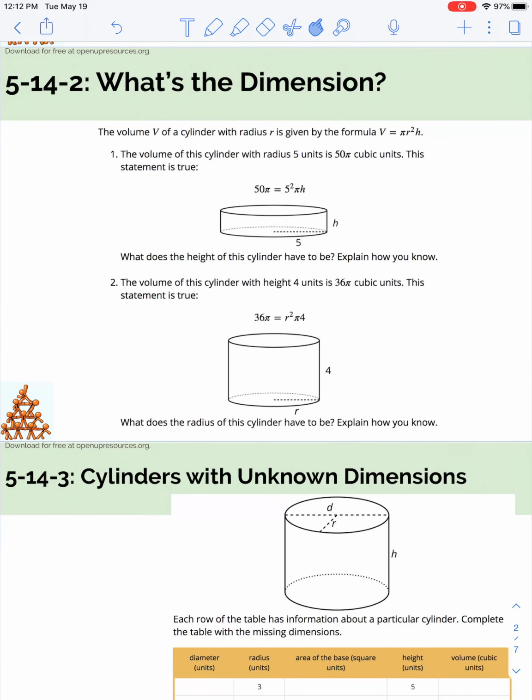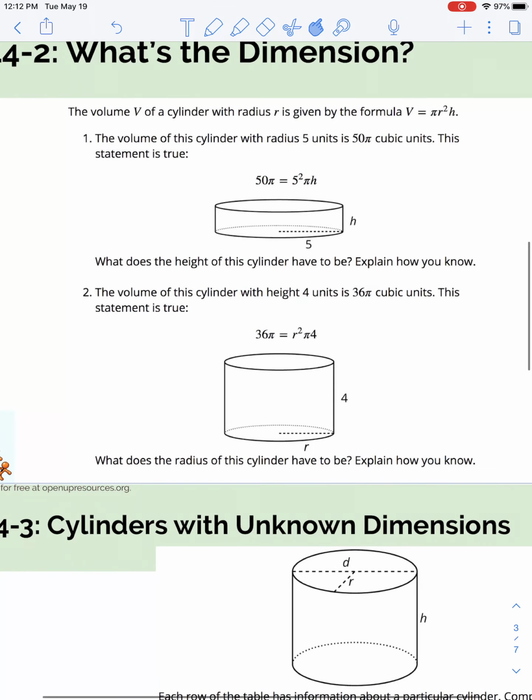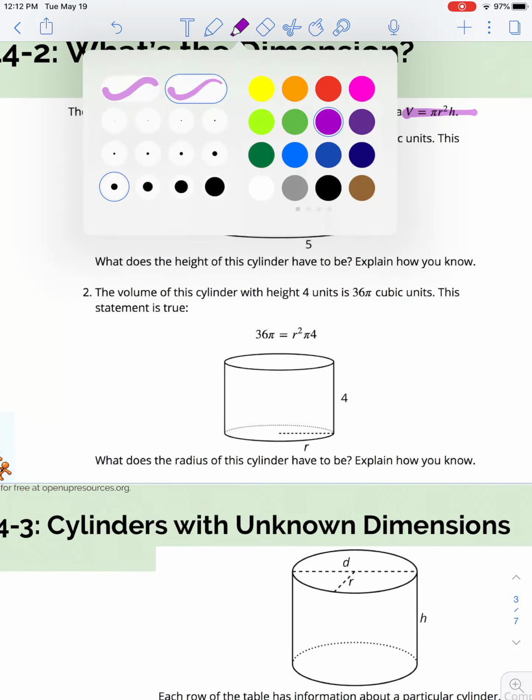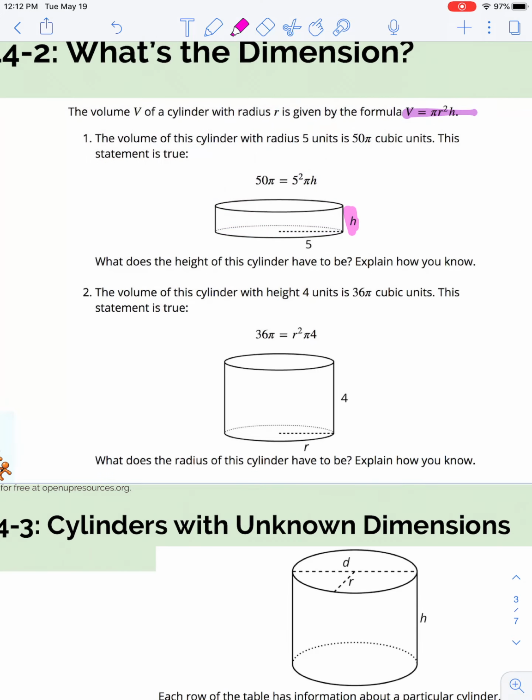Okay, so activity 2 wants to know dimensions of some more cylinders. So number 1 says, and then they give you the formula here in case you've forgotten. The volume of this cylinder with radius 5 units is 50 pi cubic units. This statement is true. And then it says, what does the height of this cylinder have to be? So this is just like algebra stuff. You're solving for the unknown. In this case, the unknown is h. This is what we're solving for.